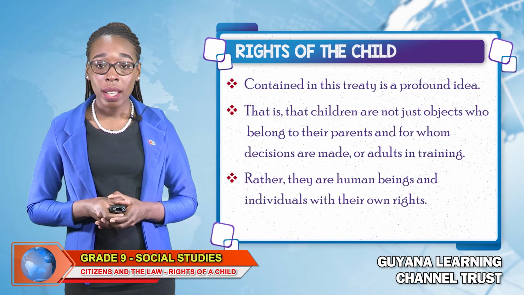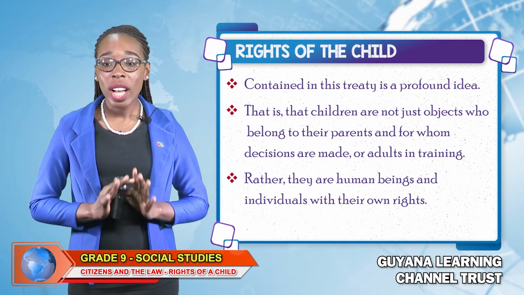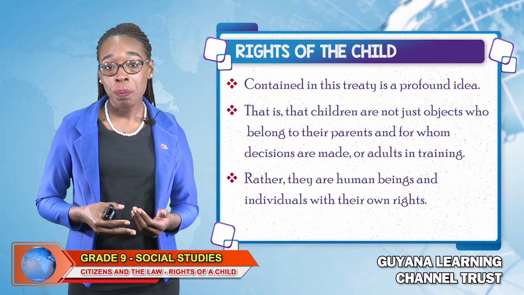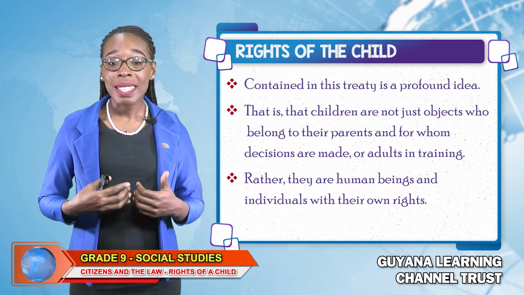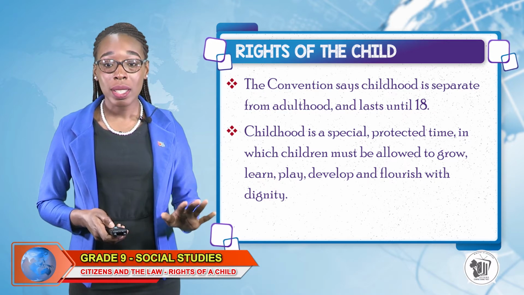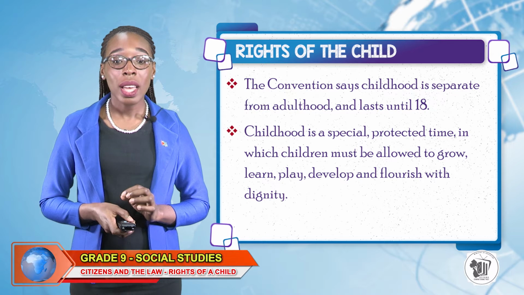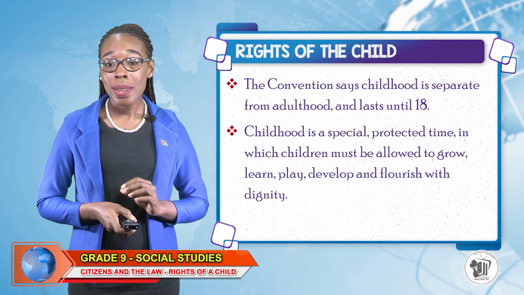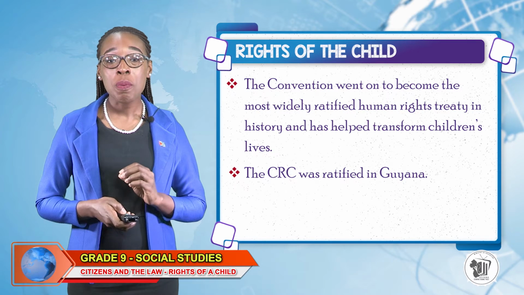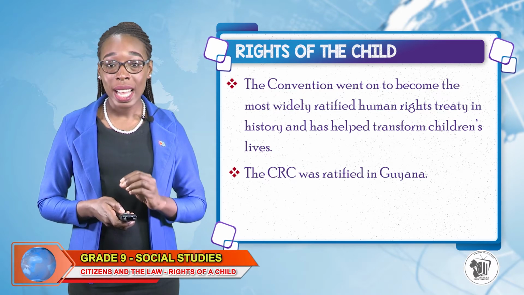Contained in this treaty, the Convention of the Rights of the Child, is a profound idea. That is, that children are not just objects who belong to their parents and for whom decisions are made, or adults in training. Rather, children are human beings and individuals with their own rights. The convention says that childhood is separate from adulthood and lasts until 18 years of age. Childhood is a special protected time in which children must be allowed to grow, learn, play, develop, and flourish with dignity. The convention went on to become the most widely ratified human rights treaty in history and has helped transform children's lives across the world.